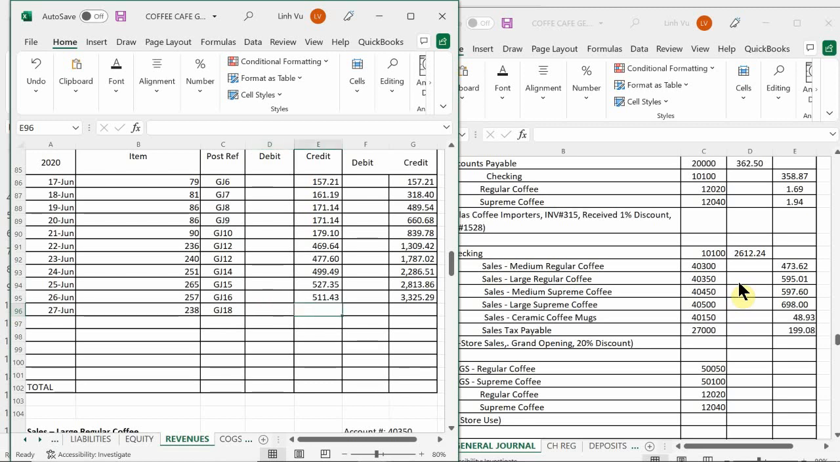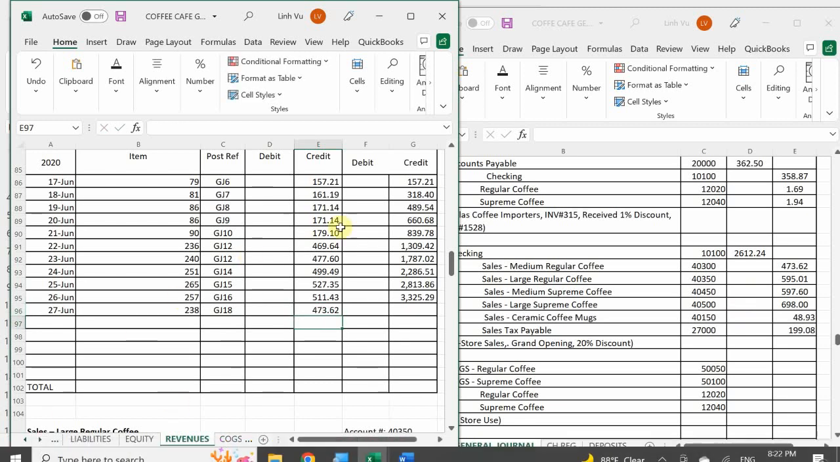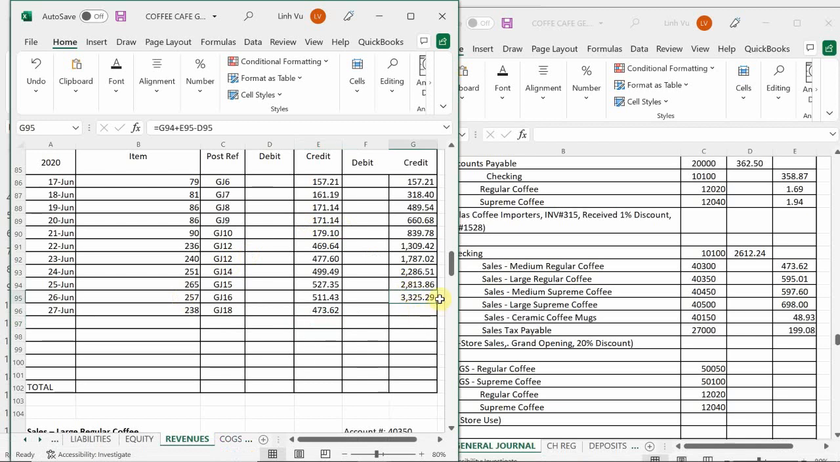For a grand total of $473.62, which will increase my account balance to $3,798.91. Okay.